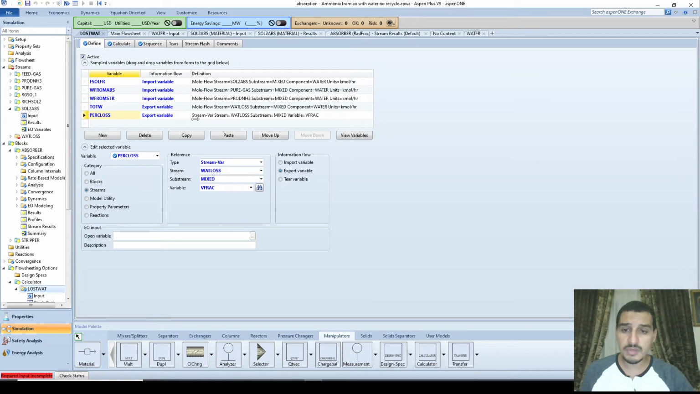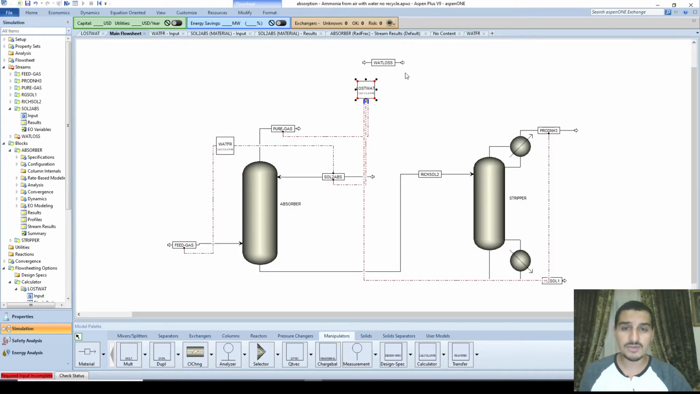So by doing this, again, this stream that I created has nothing to do with the flow sheet. It's just a place to put the outputs of the calculator. So this is exactly the reason for creating this stream. Now the last thing that I want to do is to run the simulation.